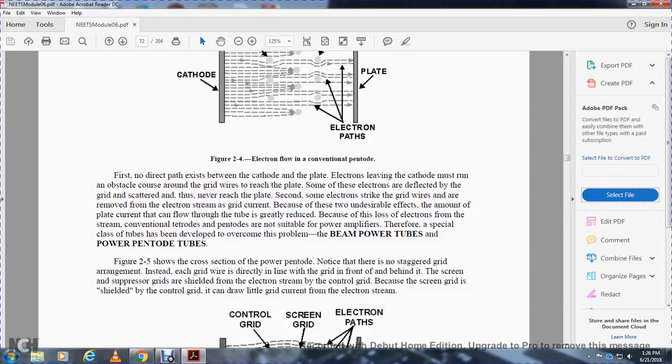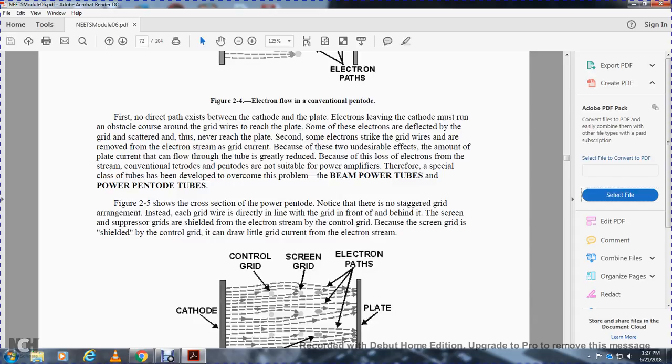This grid current has two undesirable effects. The amount of plate current that can flow through the tube is greatly reduced. Because of the loss of electrons from the stream, conventional tubes and pentodes are not suitable for power amplifiers. Therefore, a special class of tubes has been developed to overcome this problem: the beam power tubes and the power pentode tubes.